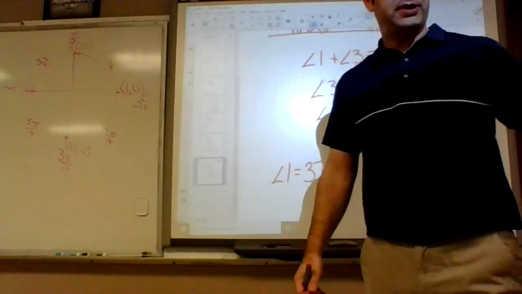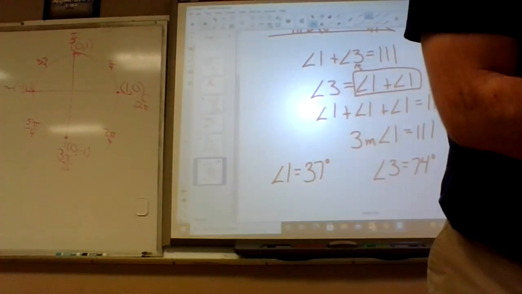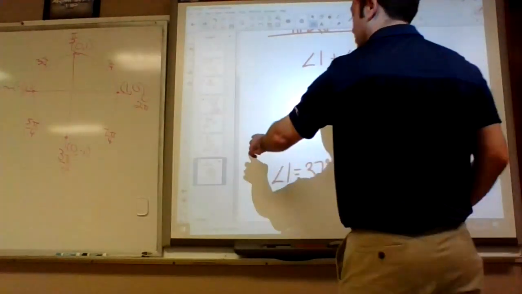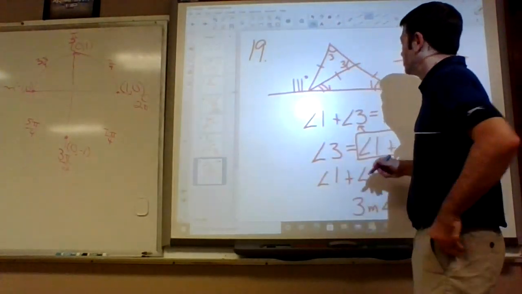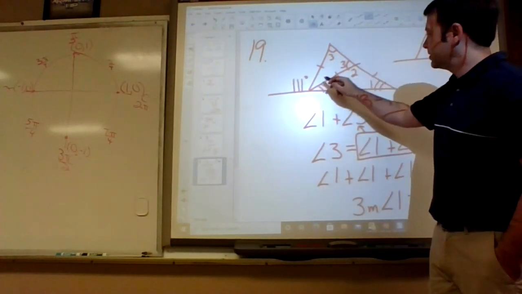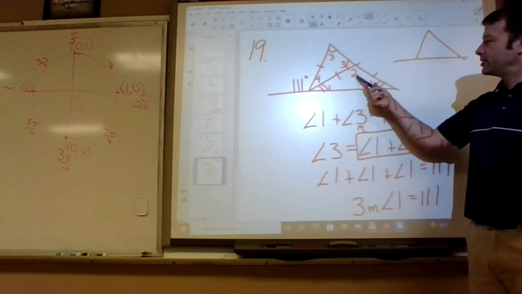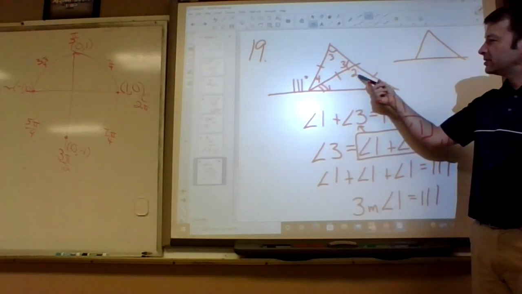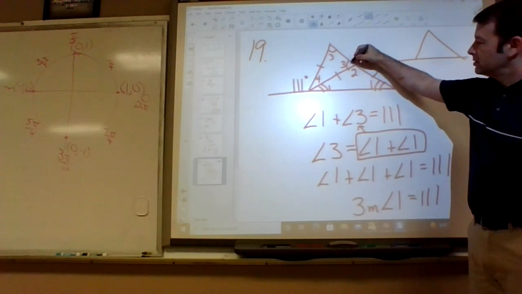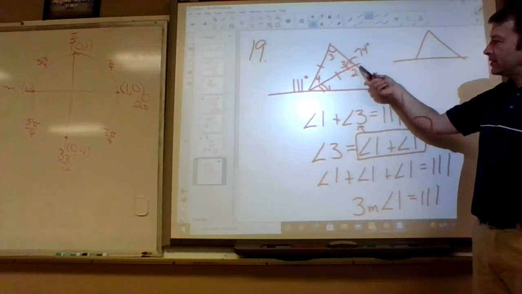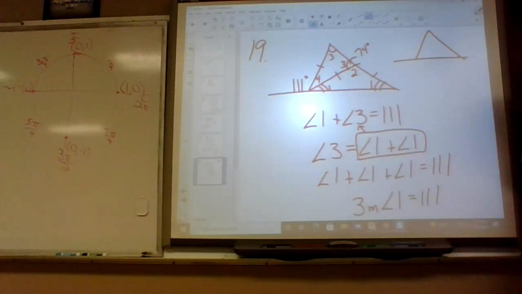Okay, where's angle 2 at? Oh, and there's an angle 4 also. Okay. Angle 2's right here. There's lots of ways we can find angle 2, but how can we find angle 2? Since that one's 74, you could do 180 minus 74 to get angle 2. 106.